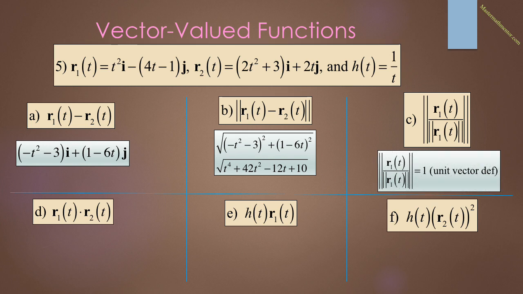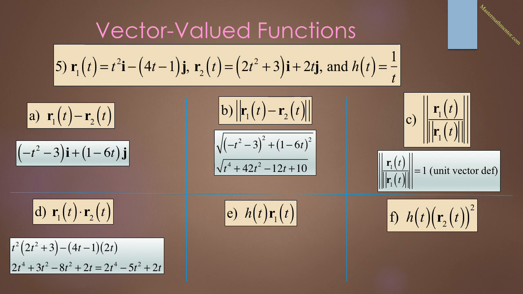C asks for the magnitude of r1 of t divided by the magnitude of r1 of t. There is no calculation to do here. This is the definition of a unit vector whose answer is 1. You may want to go through the work and show that the answer is 1.